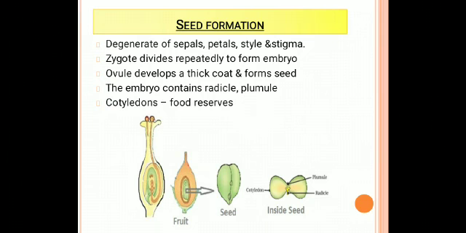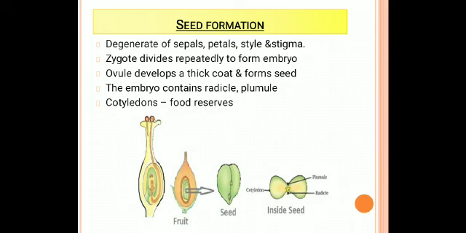The next topic is seed formation. How do seeds get formed? Normally, once the fertilization is complete, the sepals, petals, style and stigma degenerate and usually fall off.